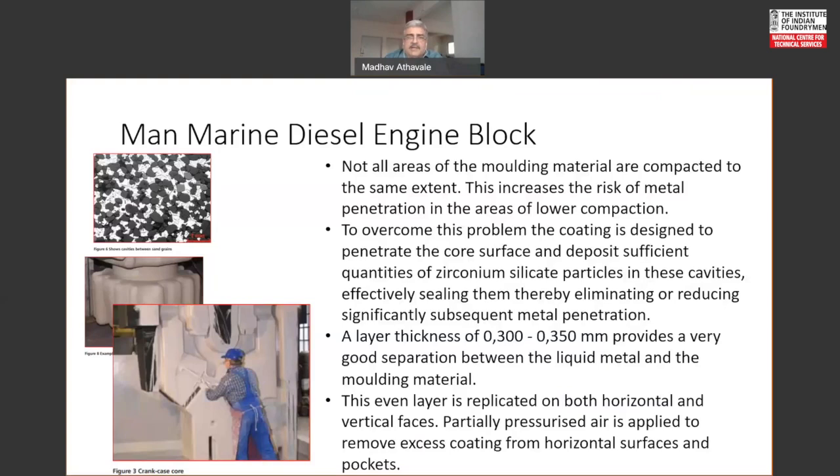Now even layer has to be seen or replicated in both horizontal and vertical surfaces. So after coating, to ensure that there is smoothness, a low pressure, partially pressurized air is applied in specific areas of accumulation to remove excess coating from horizontal surfaces and deep pockets.